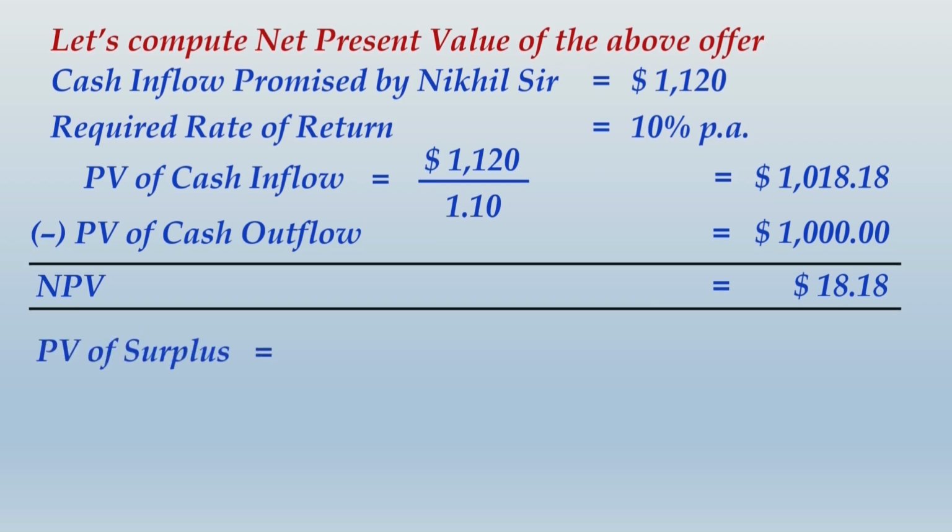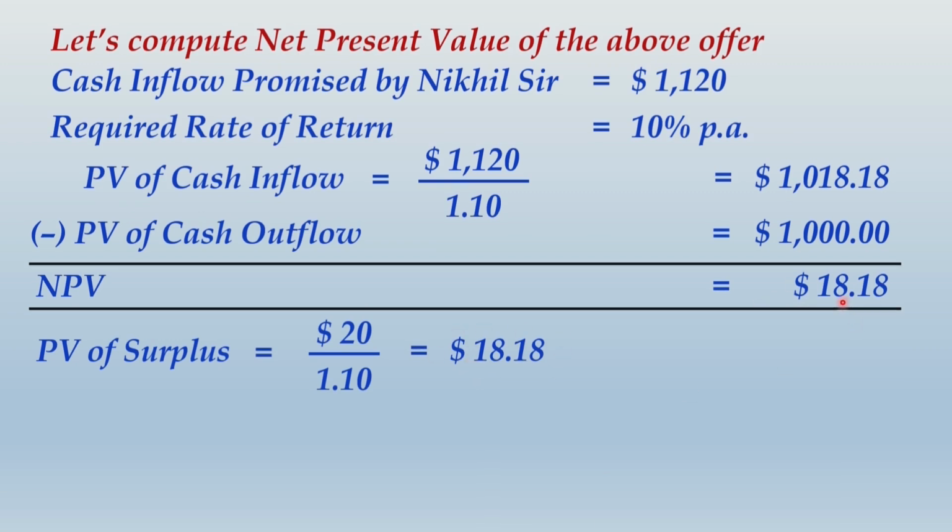$18.18. Present value of this surplus, if you want to find, because the surplus originally what we computed was $20. If you convert that into present value, you actually get $18.18. That $18.18 is nothing but NPV.